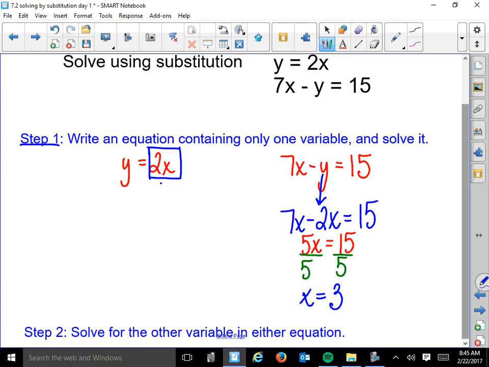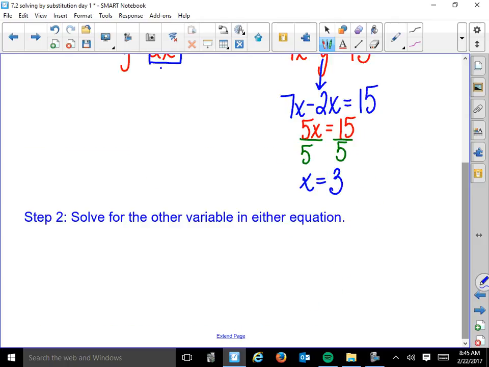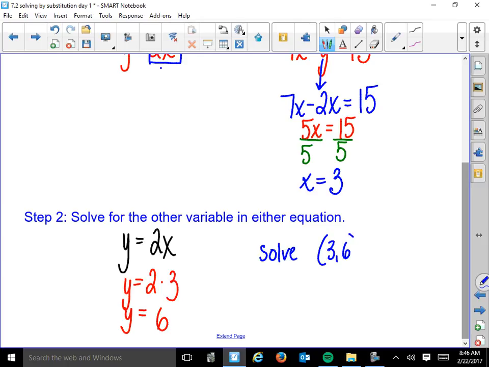So because I know that my solution is an ordered pair, I know that I only have half of the solution. So I need to solve for the second variable. I could go back and use either equation, but I'm going to go back to the simpler equation, the one that I had boxed. Y equals 2 times x. Now I know that the value of x is 3, so y equals 2 times 3, or 6. When I write my solution, I will write it as an ordered pair, 3, 6.